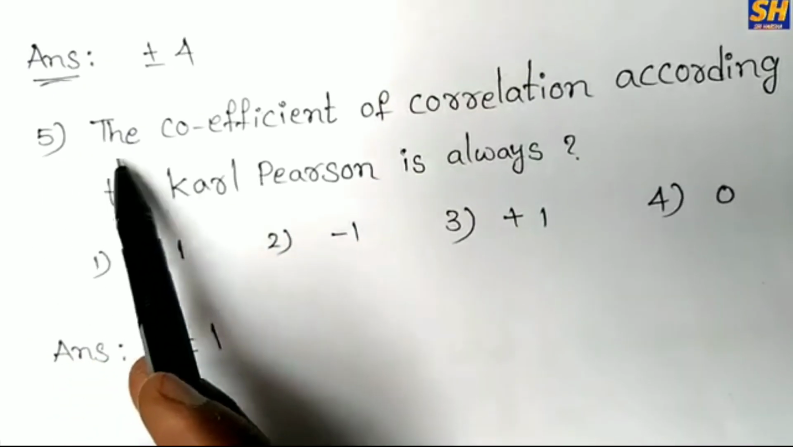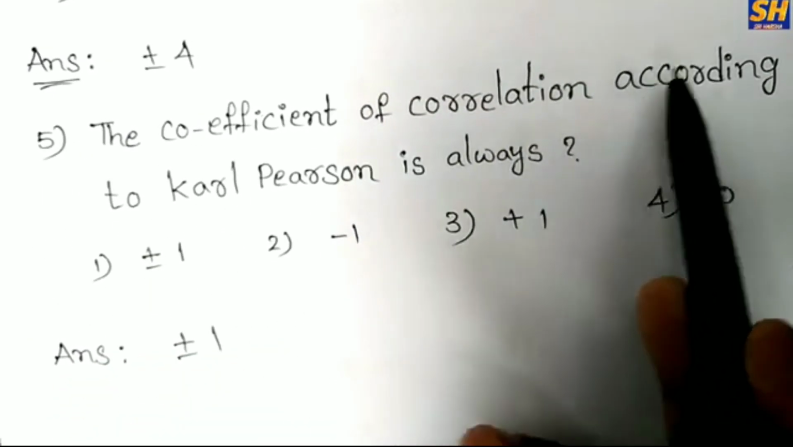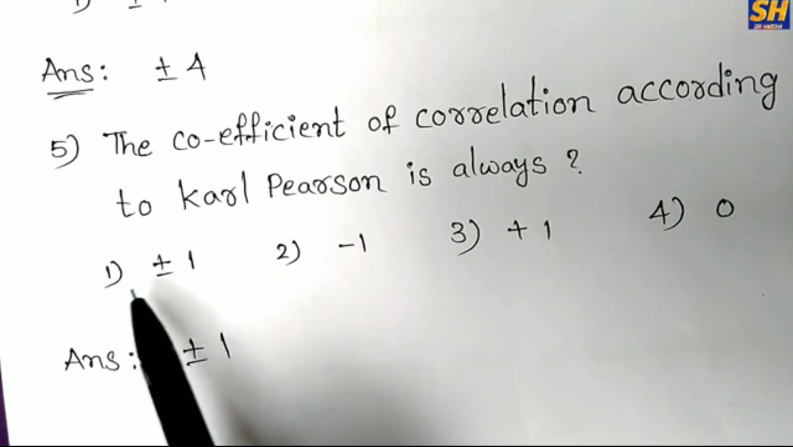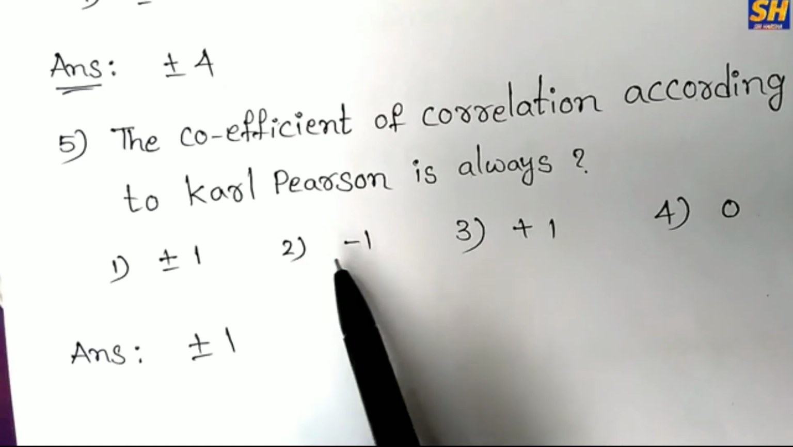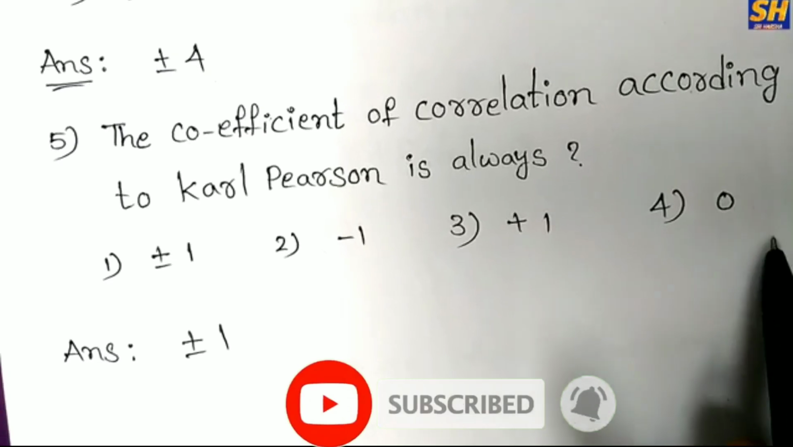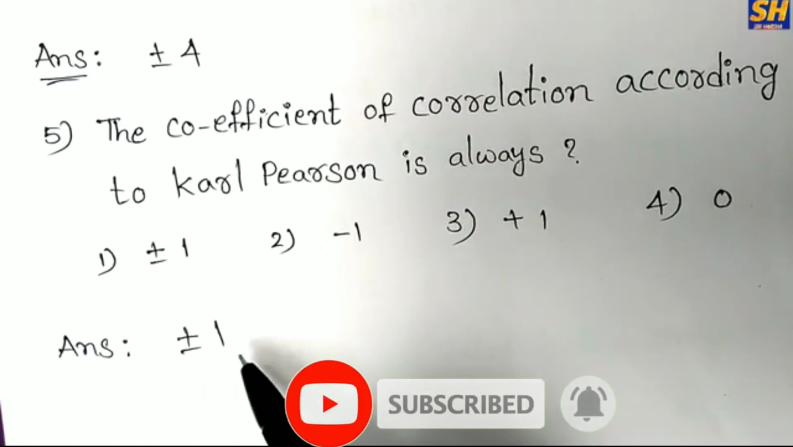Fifth one, the coefficient of correlation according to Karl Pearson is always first one plus or minus 1, second one minus 1, third one plus 1, fourth one 0. Answer, plus or minus 1.